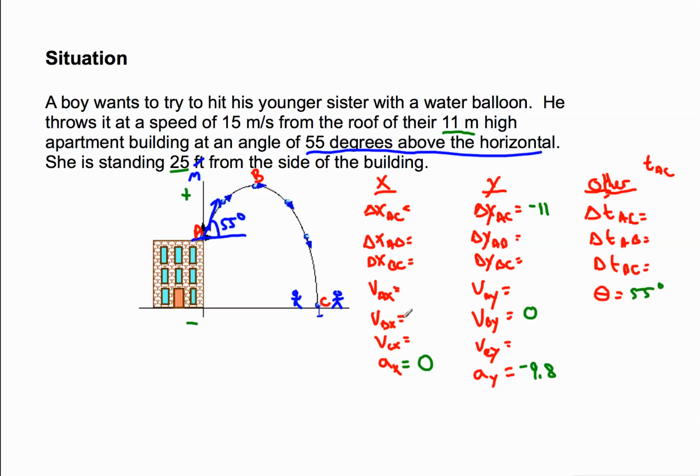The very first thing that I'm going to try to find, because it's fairly easy, is the x and y initial velocities. In some sense, what I really want to do right away is to break this motion into its 2 parts, the horizontal part and the vertical part. So I'm going to redraw my vector picture here. That is 15 meters per second at an angle of 55 degrees.